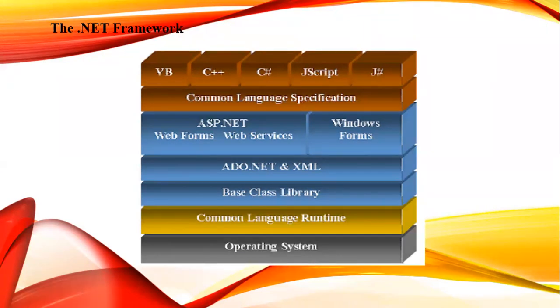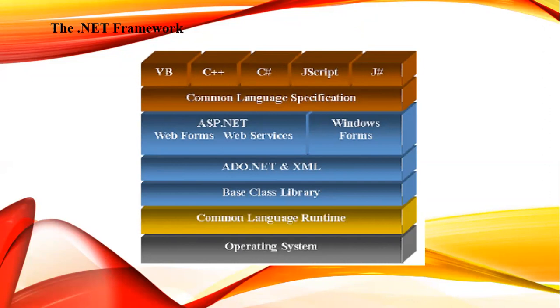And XML, as you know, stands for Extensible Markup Language. Then we have ASP.NET. In ASP.NET, we have web forms or web services. Another option is Windows Forms, using Visual Basic or C Sharp for basic Windows Form development. Then we have the common language specification. By using the common language specification, the .NET framework supports 15 different languages. Out of those, 5 languages are given here.